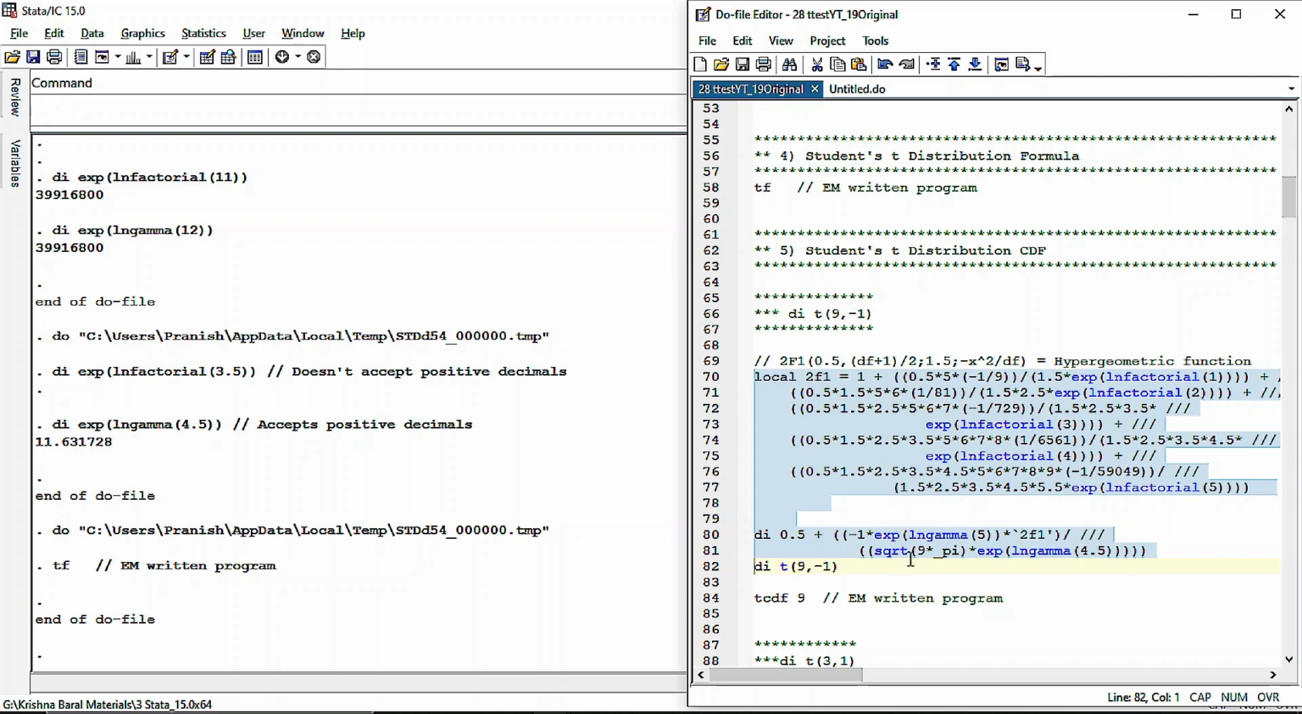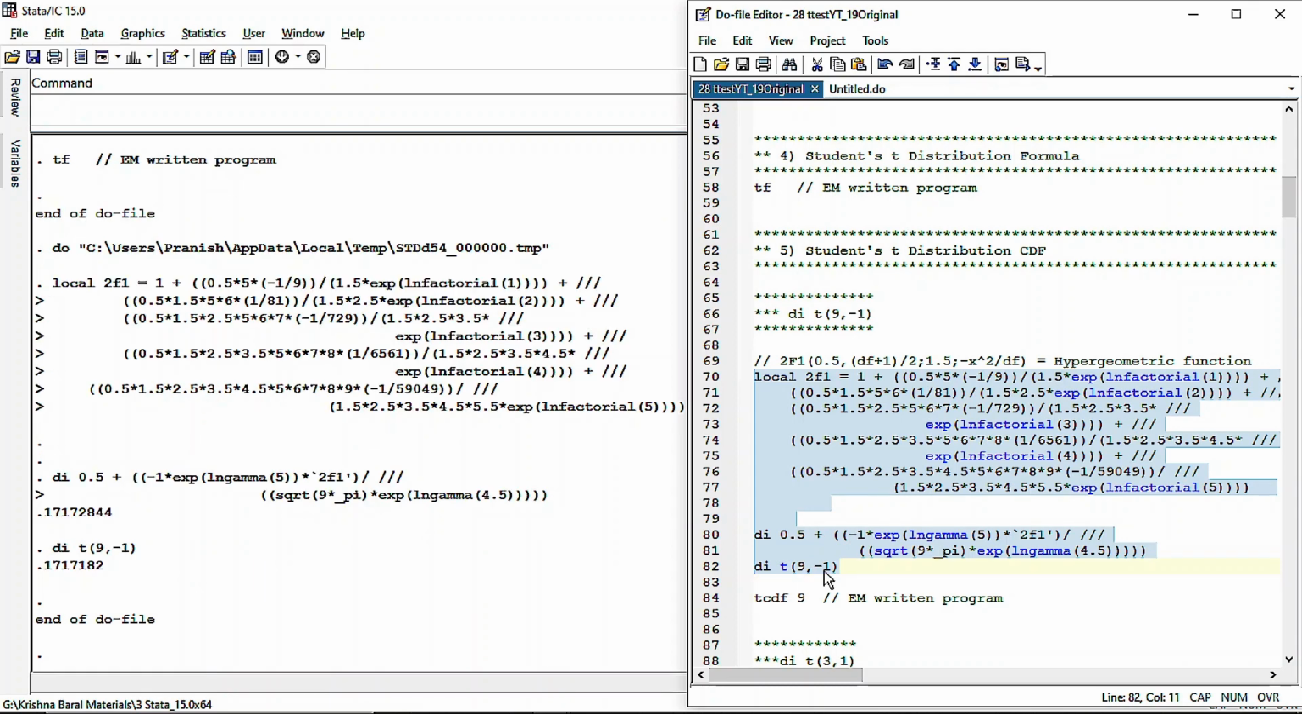And after that, the square root of degrees of freedom, here 9, times pi, and the gamma of half the degrees of freedom. And let us see, this t is the Stata function to calculate the CDF for the given degrees of freedom. What is the probability of getting less than or equal to minus 1? It is 17.17%. And tCDF is the Econometrics Melody written program to depict the CDF for the given degrees of freedom.